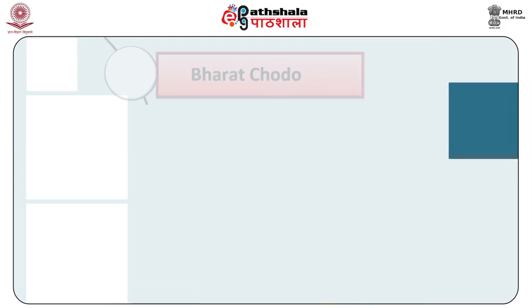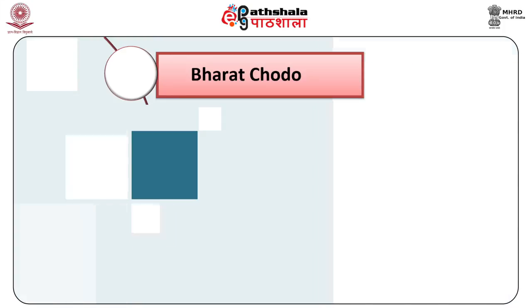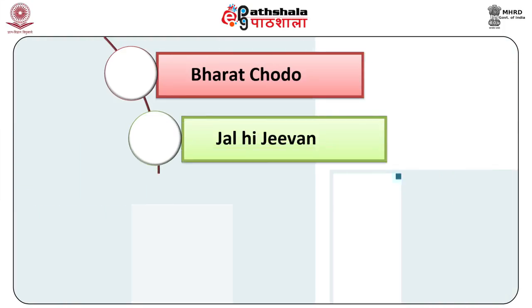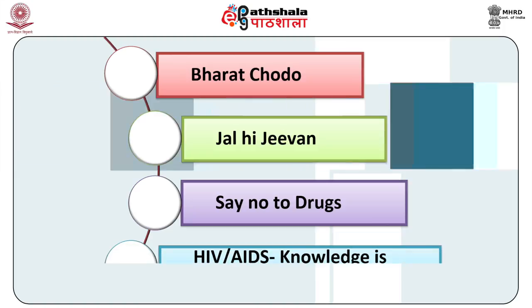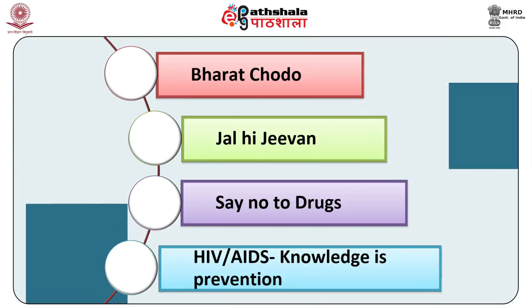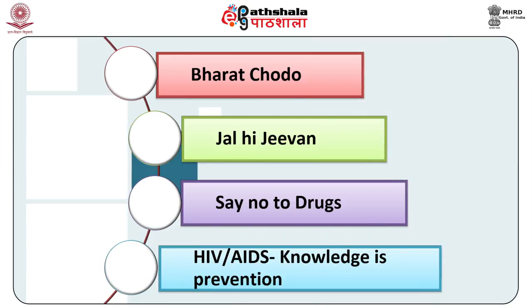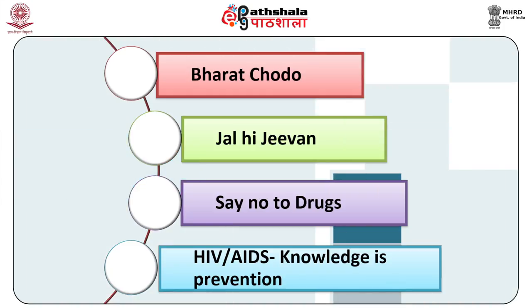Picketing and hartals, voluntary closure of shops and other organizations, was also used by Gandhi to dramatize the issue. Slogans like Bharat Chodo, Beti Bachao, Beti Padhao, Jal Hi Jeevan, Say No to Drugs, HIV AIDS, Knowledge is Prevention, etc. are some of the slogans used to give dramatic effect to various social movements.